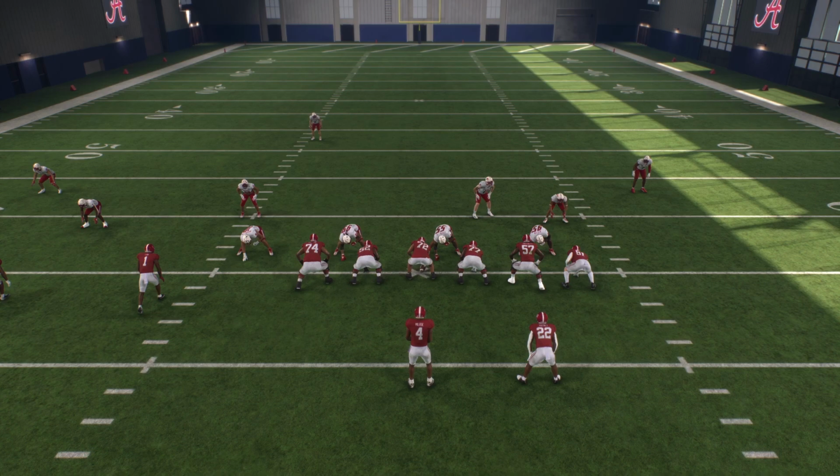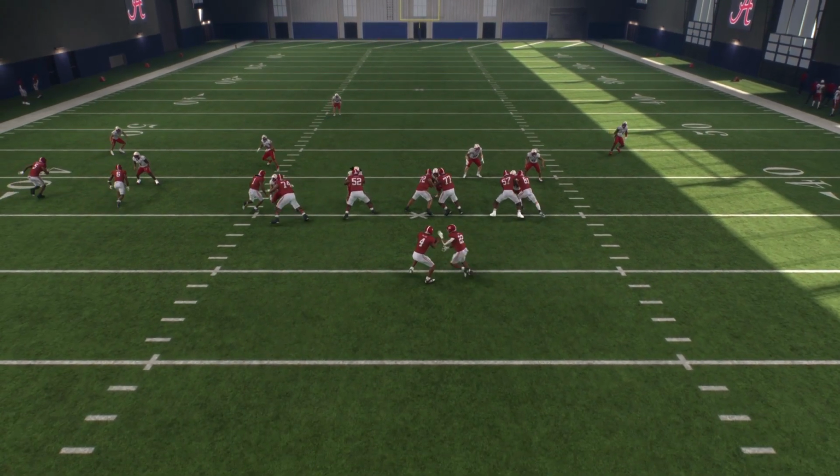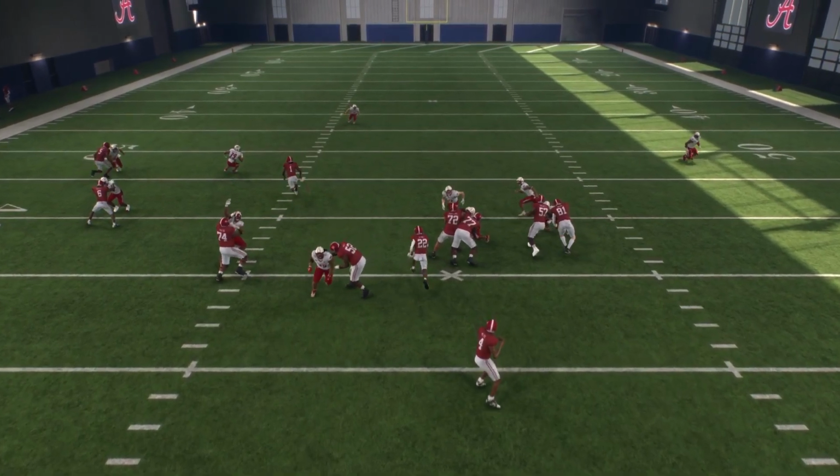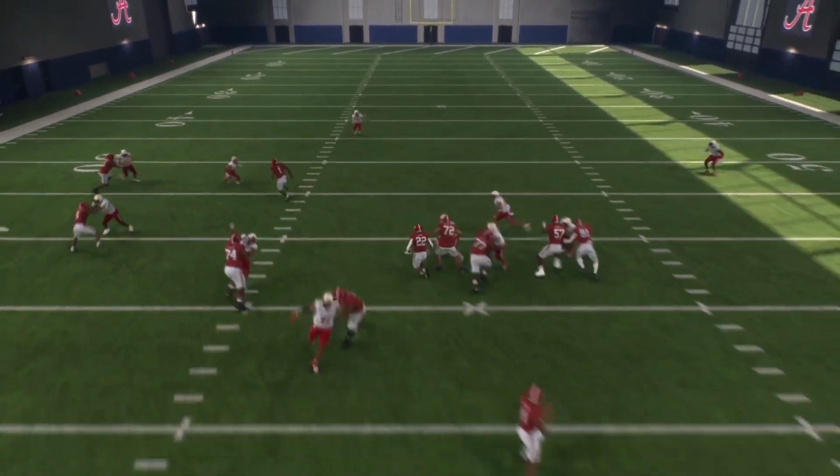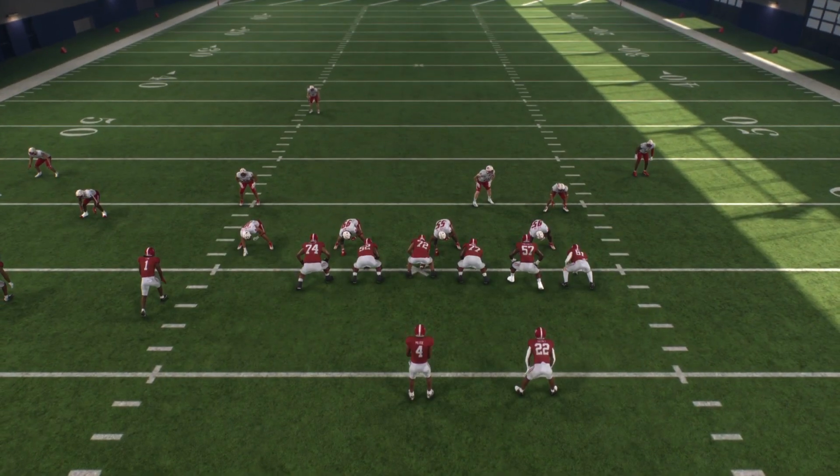And so we all know what inside zone is. It is a running play. It's a handoff to the running back, and the running back is either going to shoot up the A gap or the B gap. Let's break down what the A gap and the B gap is.